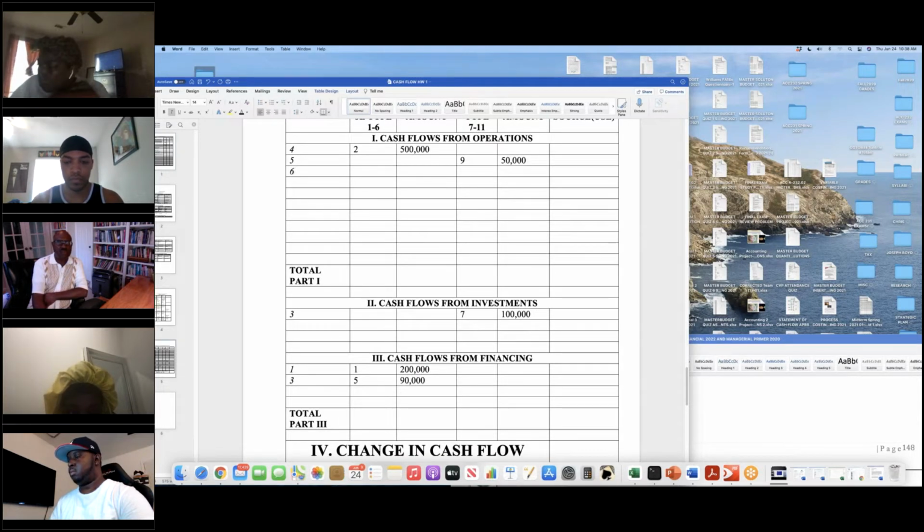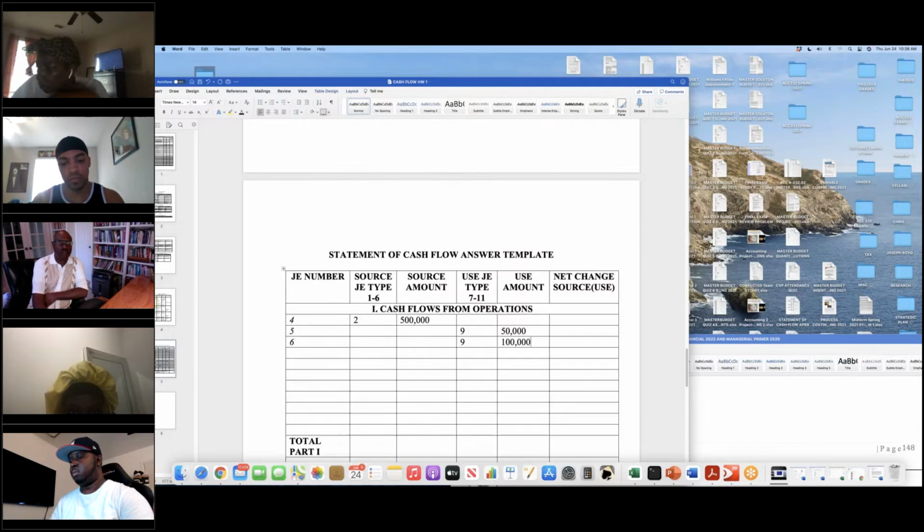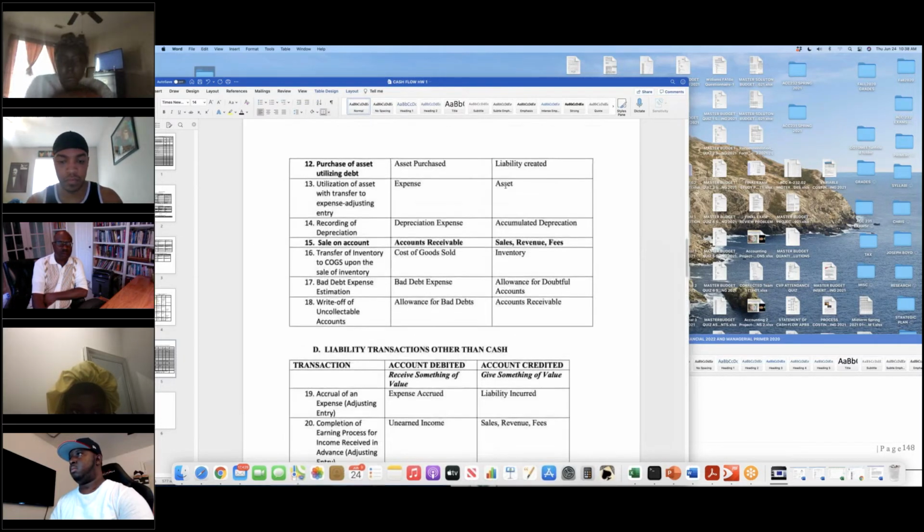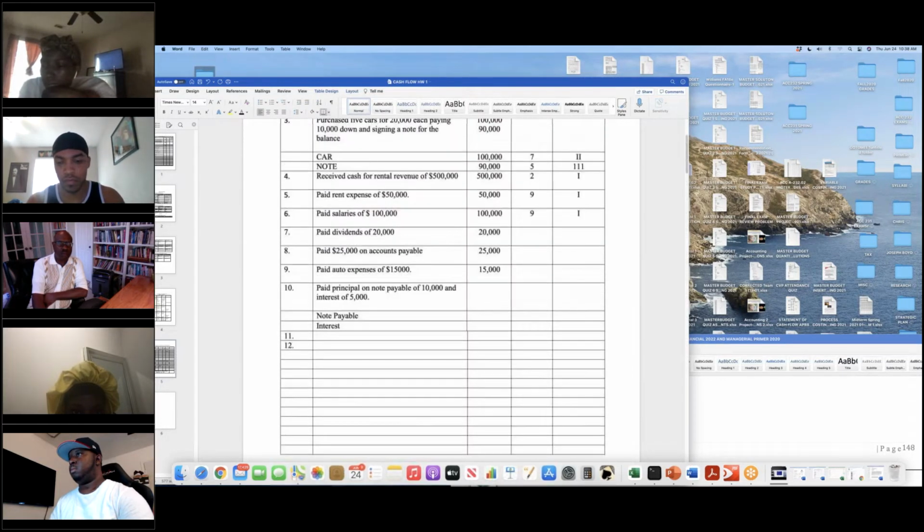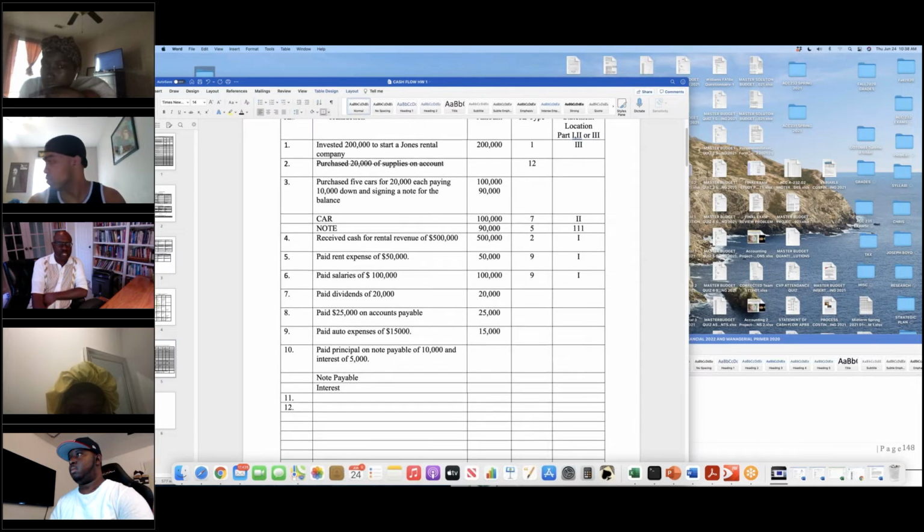Transaction 6. Another type 9. 100,000. Paid dividends of 20,000. What type did we get? 10. What part of the statement is that going to go to? 2. No, I mean 3. Yeah, the better one.